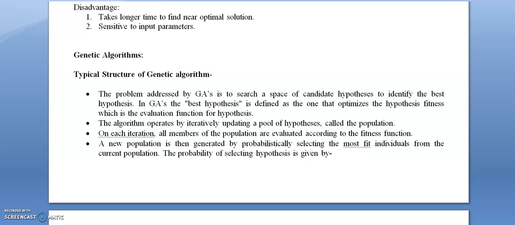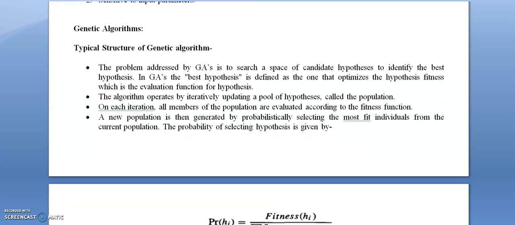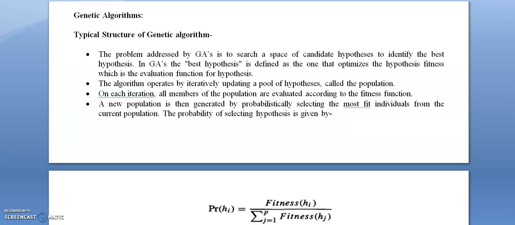Now, what is the typical structure of genetic algorithm? So here the problem addressed by genetic algorithm is to search a space of candidate hypotheses to identify the best hypothesis. I have discussed that the main motive is to search a population which consists of the best solutions, that are the hypotheses, for a particular problem. Now in GAs, the best hypothesis is defined as the one that optimizes the hypothesis fitness.